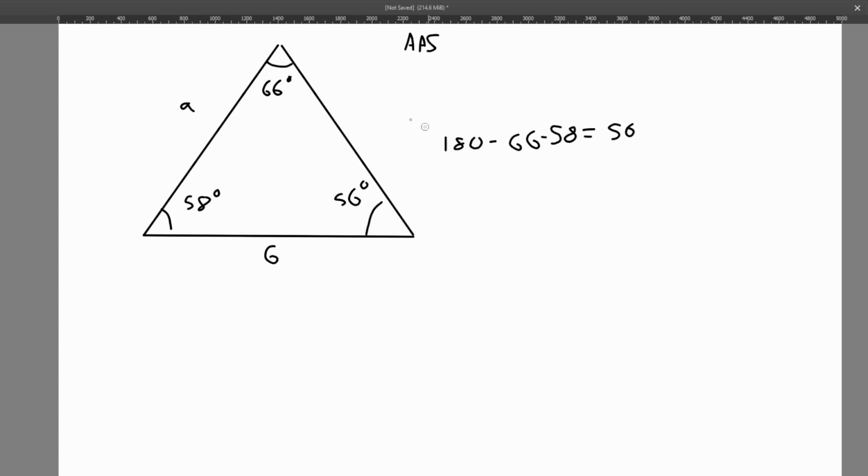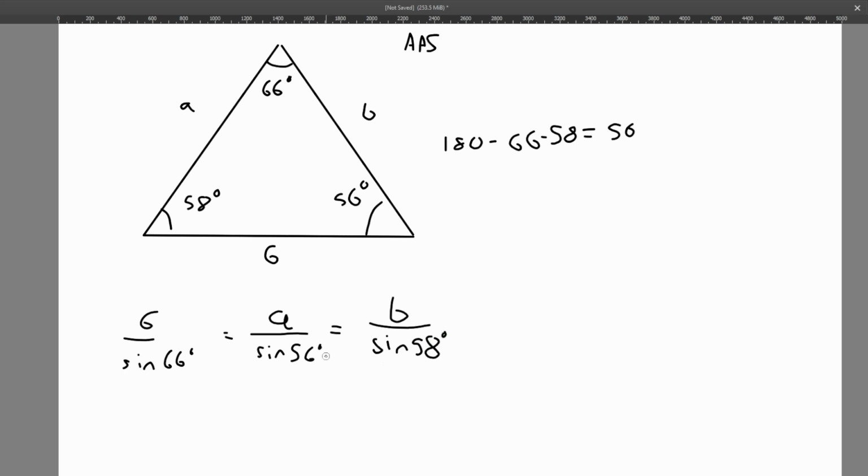Anyway, now that we know this angle, let's call this side length A and this side length B. Now we know that 6 divided by the sine of 66 degrees is equal to A divided by sine of 56 degrees, which is equal to B divided by sine of 58 degrees. And using this and a calculator, we can calculate the values of A and B.